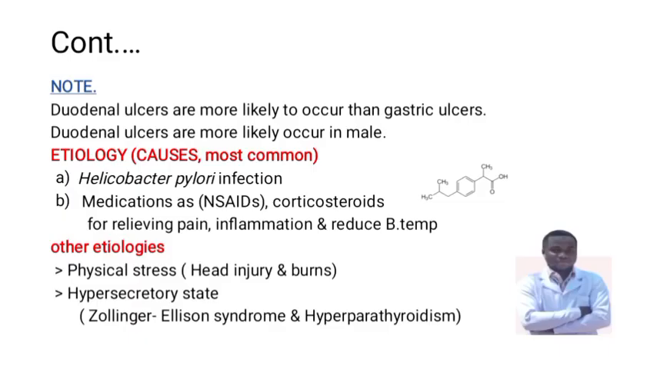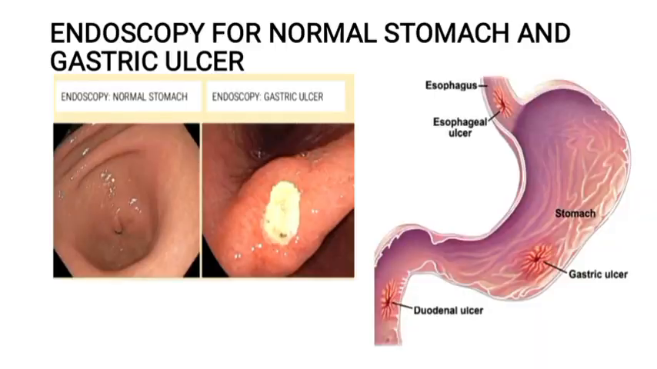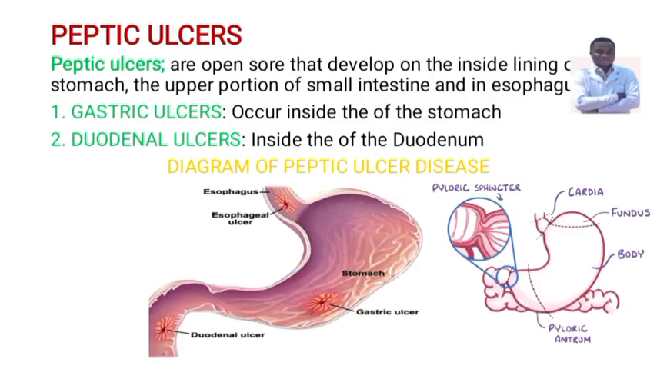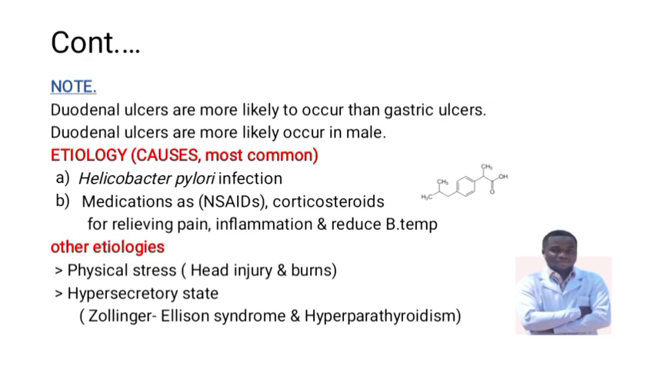It is important to note that duodenal ulcers are more likely to occur than gastric ulcers. The duodenal ulcer, the ulcer occurring in the duodenum, is more likely to occur than the ulcer in the stomach, and duodenal ulcers are more likely to occur in males than females. It is important to note those things. That is the general overview of peptic ulcers.